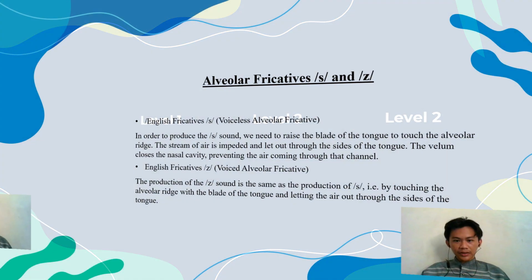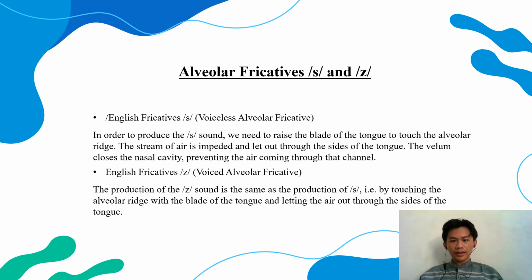Next are the alveolar fricatives, s and z. In order to produce s, we need to raise the blade of the tongue to touch the alveolar ridge. The stream of air is impeded and let out through the sides of the tongue. The velum closes the nasal cavity, preventing the air from coming through this channel. Examples are see, set, sit, and sound.